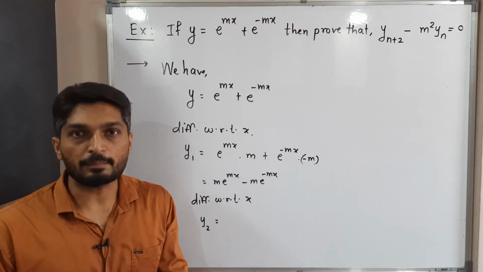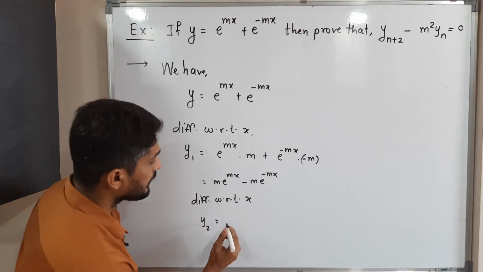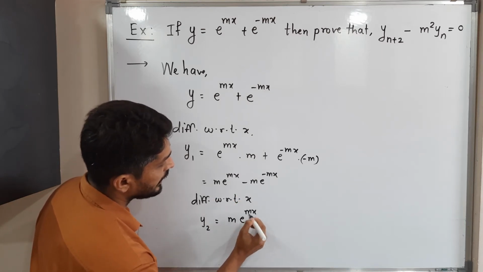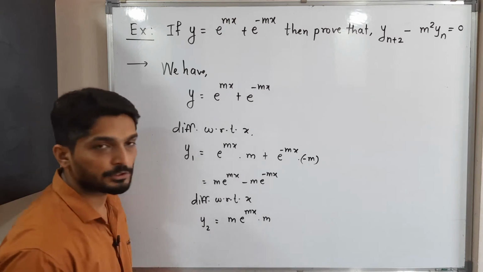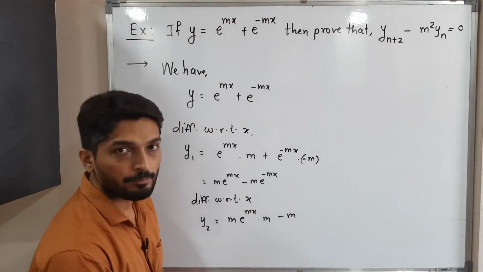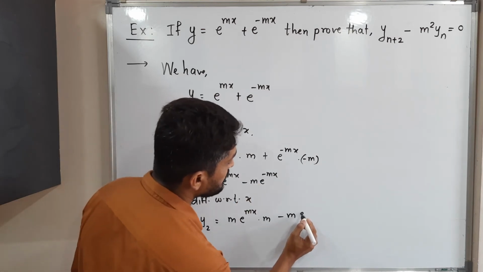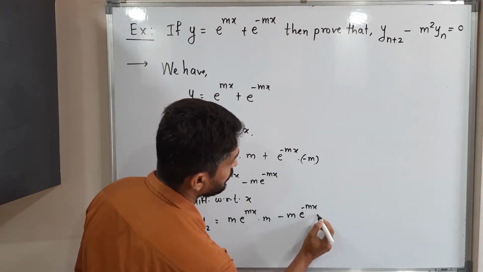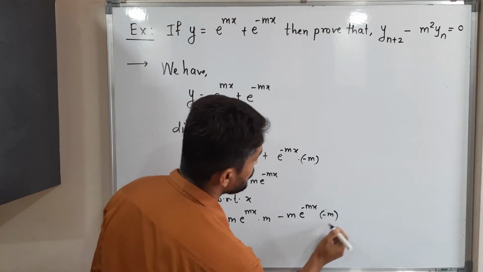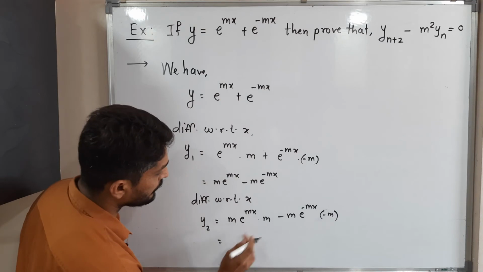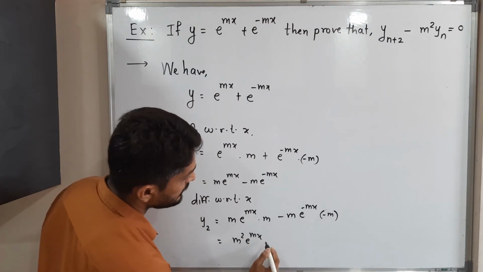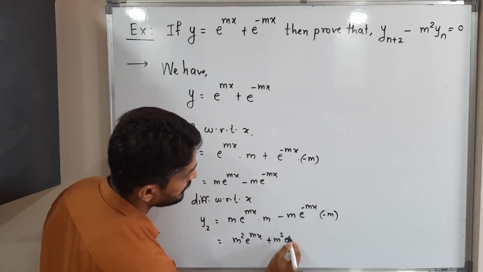Subtraction is there. You can take separate derivatives. m is constant. The derivative of e raised to mx is e raised to mx. Again the derivative of mx is m. Chain rule, right? Minus m constant, I kept it outside. The derivative of e raised to minus mx is e raised to minus mx. Again the derivative of minus mx is minus m. Chain rule. So let me write it properly. m into m we have m square e raised to mx minus m plus m square e raised to minus mx.